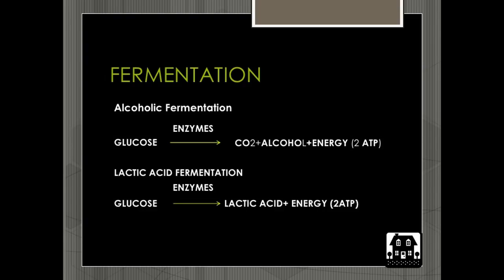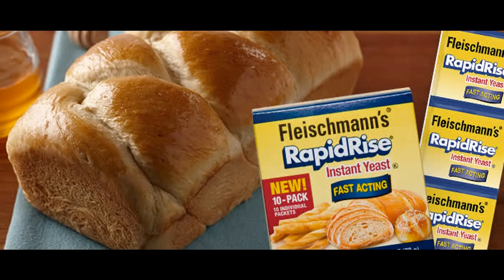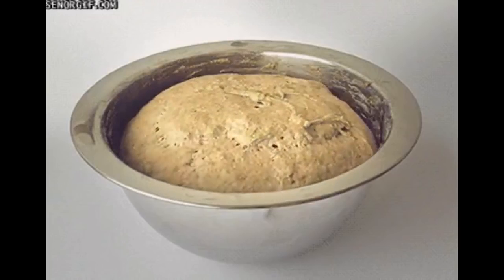Yeasts perform alcoholic fermentation, which uses glucose to make a little energy, but produces the waste product, carbon dioxide, and alcohol. Because of this, yeast is used in the making of bread. Carbon dioxide bubbles from the yeast make the bread dough rise.